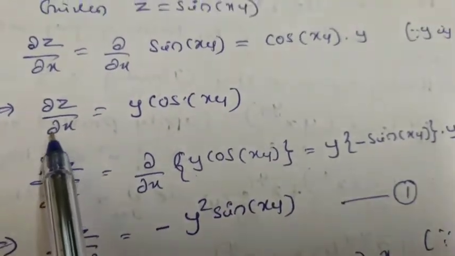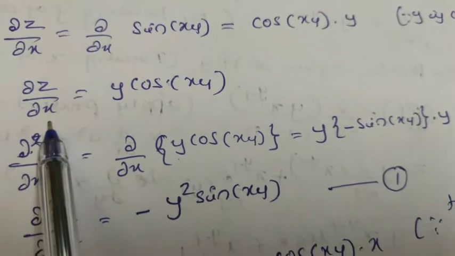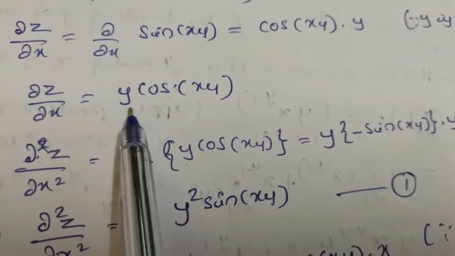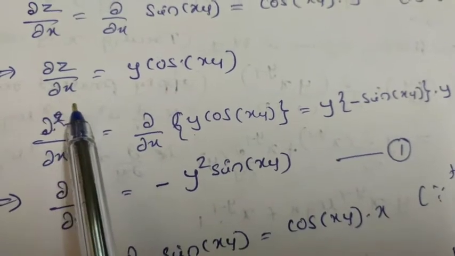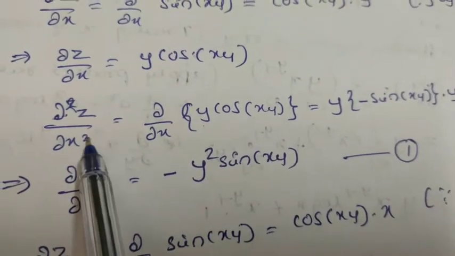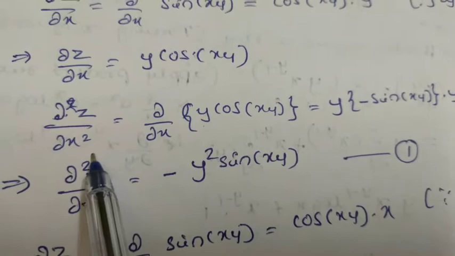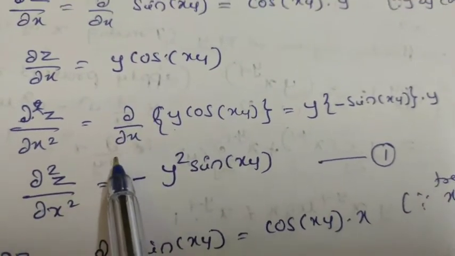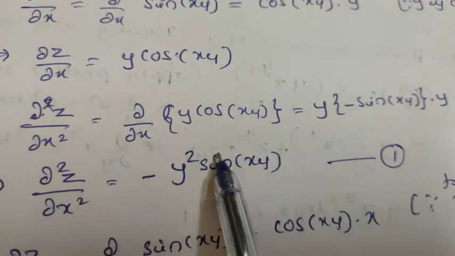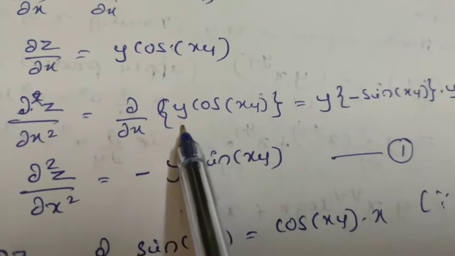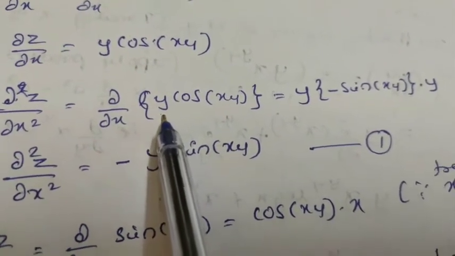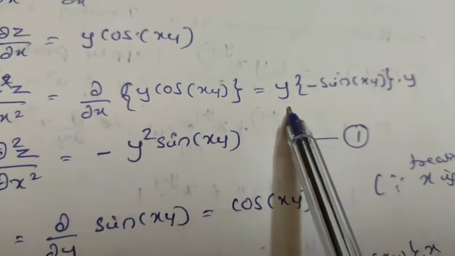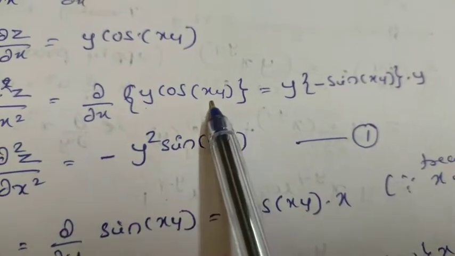Let us differentiate this with respect to x again. This ∂z/∂x is equal to y cos xy. Differentiating ∂z/∂x again partially with respect to x, it is equal to ∂²z/∂x², which is ∂/∂x of y cos xy. Here again this y is constant. No need to apply the product rule here. Y as it is, times the derivative of cos xy.